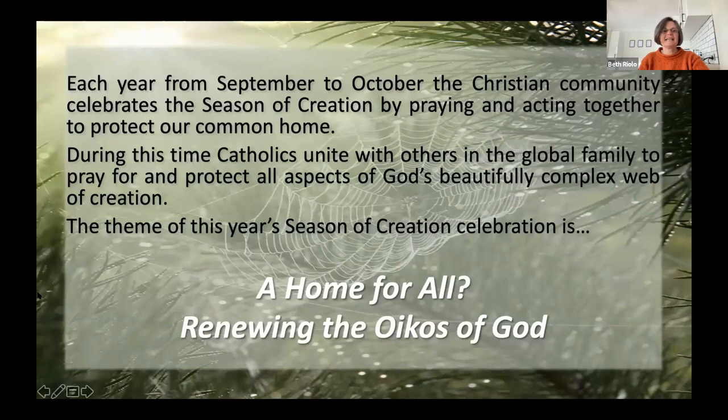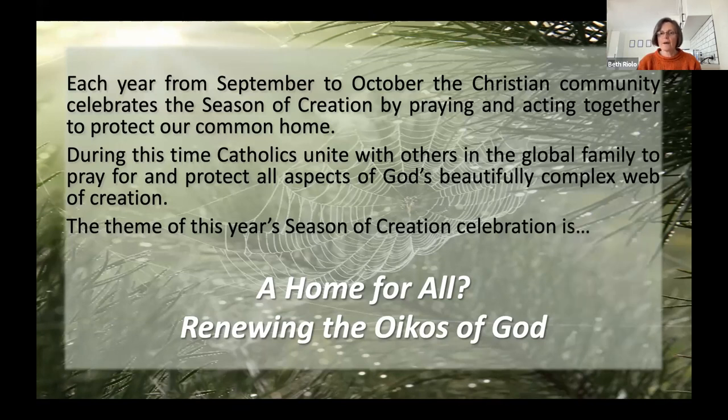So basically each year from September to October, the Christian community celebrates the season of creation by praying and acting together to protect our common home. During this time, Catholics unite with others in the global family to pray for and protect all aspects of God's beautifully complex web of creation. And each year, the season of creation has a theme. This year it is a home for all, renewing the oikos of God.